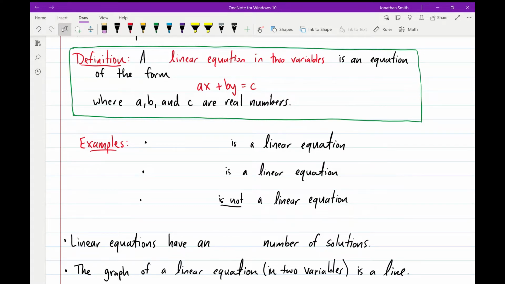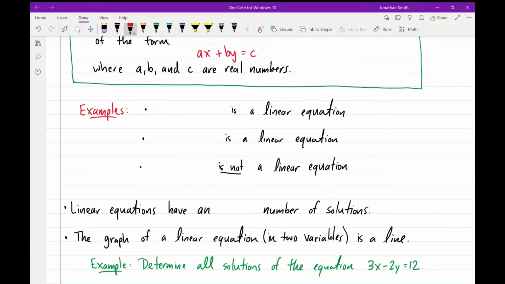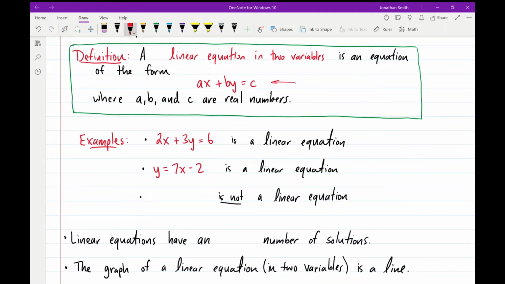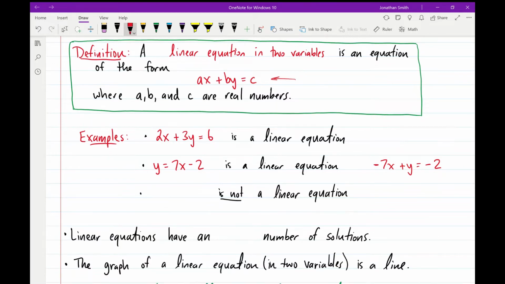So let's give some examples of some different linear equations. One example might be 2x + 3y = 6. This is a linear equation. Another linear equation might be y = 7x - 2. At first, if you're looking at the definition, you might say, wait, this doesn't seem to match the form that was given up here for a linear equation. But it is in that correct form as long as we reorganize the equation. We can move 7x to the other side, and we get -7x + y = -2. Now it's in the right form. As long as we can move it into the right form, it's still going to be a linear equation.